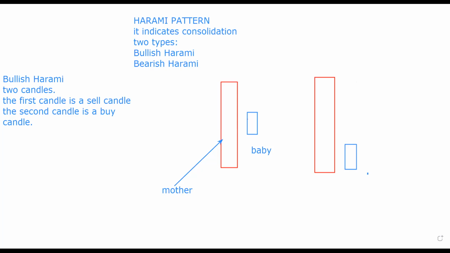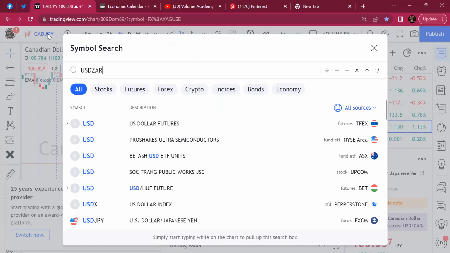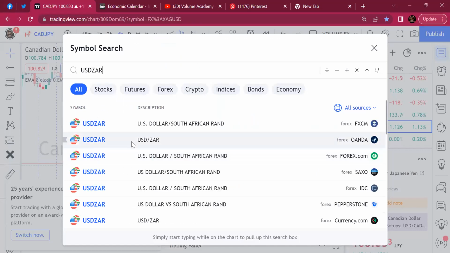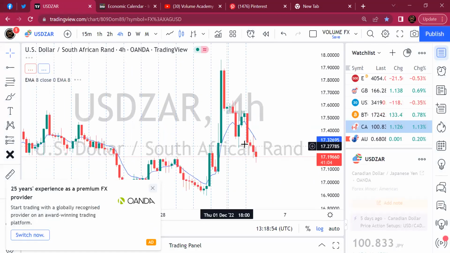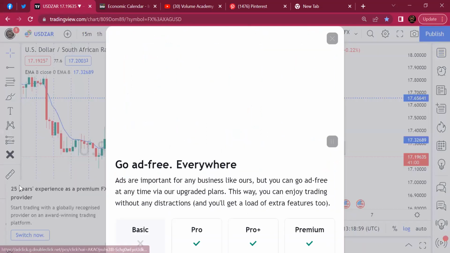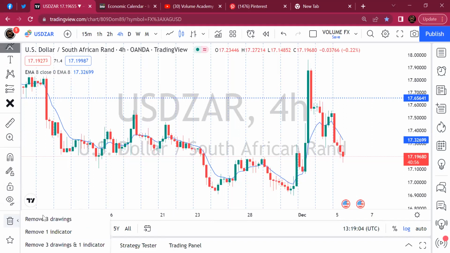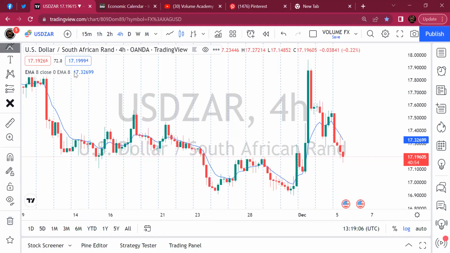Let me show you with a live chart. So I'm going to be using USD. Most of the time people will tell me they use one particular pair, but now let's use USD South African Rand. Good. So let me close that.